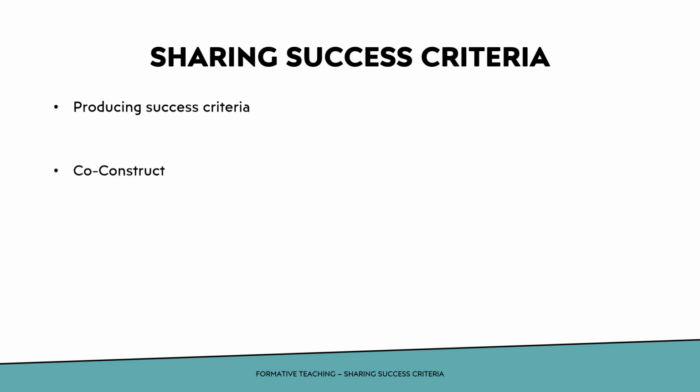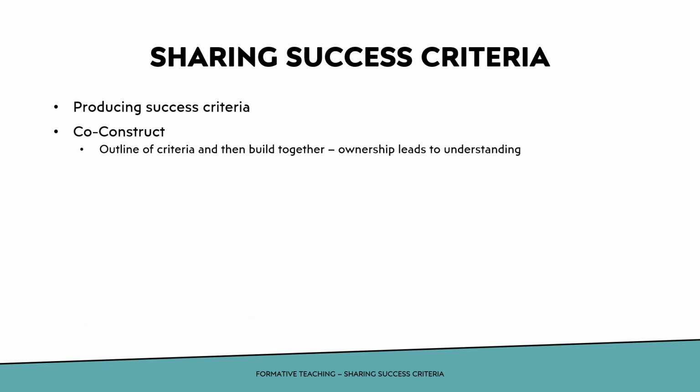But we should also think about getting our students in a position where they can help co-construct criteria. It might be that we outline the criteria as the teachers and then build them together. And it's been shown that ownership of criteria leads to a much deeper understanding as to not just what students will learn, but also how they will learn it, but also how they'll be expected to show what they know and what they can do.